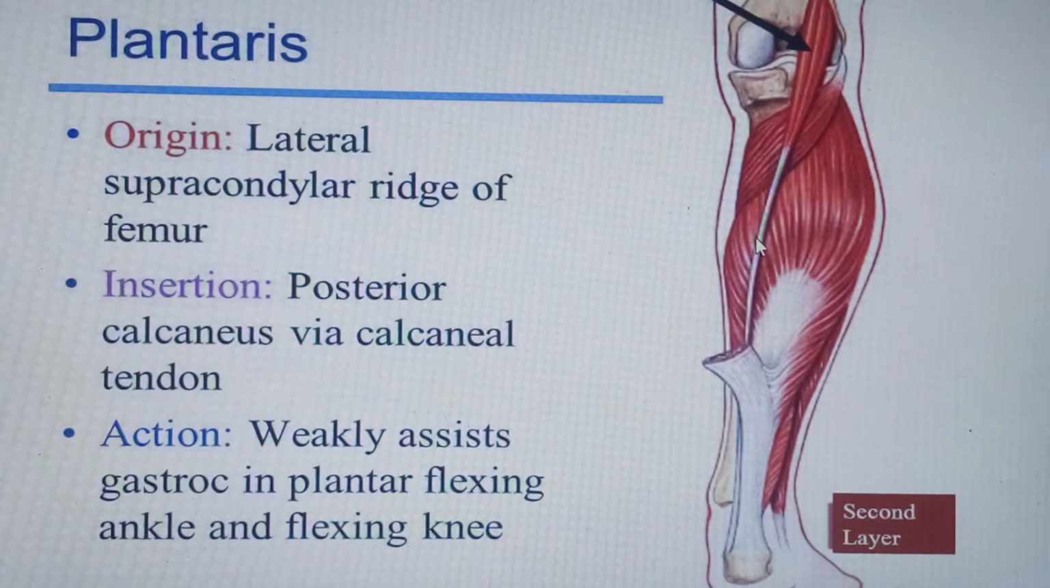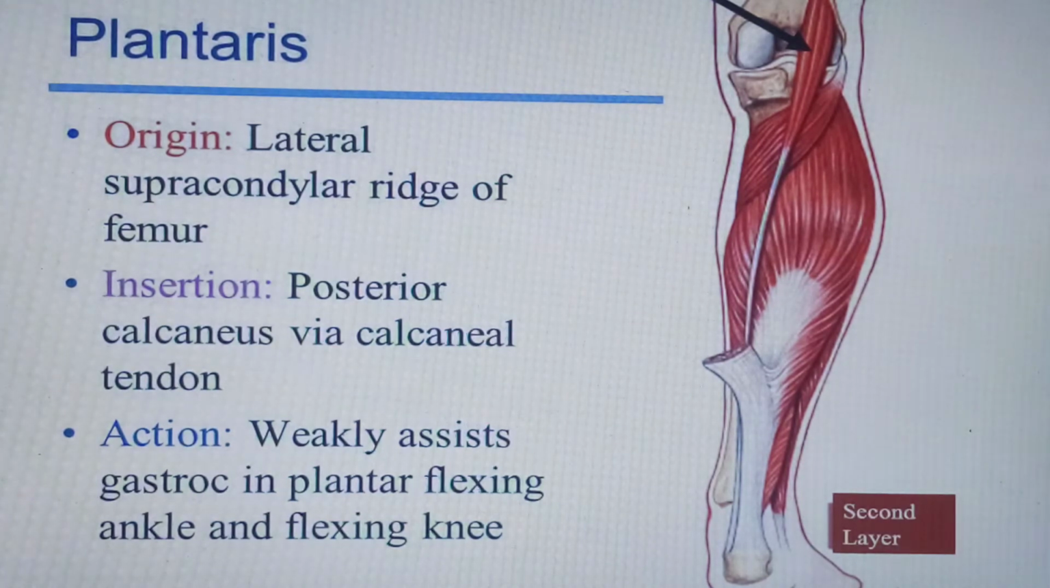Although this muscle is not very important, it weakly assists in plantar flexion at the ankle joint, and also helps in flexion at the knee joint. Get to know that because it's quite weak in its action, it may be absent in about 10 to 20% of the population. So roughly 80 to 90% of the population will have this muscle.